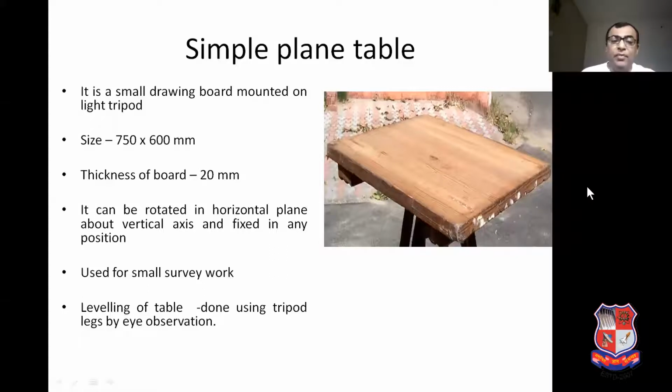360 degree. Simple plane table is used when the survey area is comparatively small, or we can say when the accuracy of the survey work is not too high, as demanded by the project or demanded by the surveyor. In that case, we can go for the simple plane table. Leveling of the plane table is done by using the legs of the tripod stand.